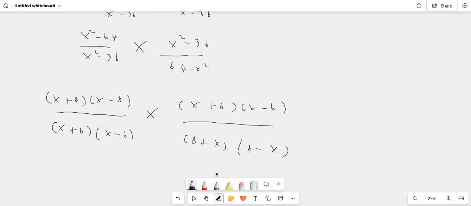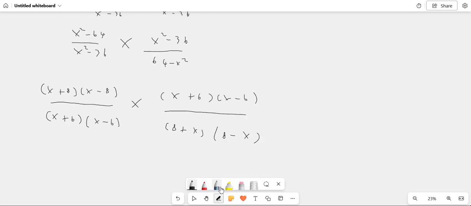Now, as you see, a couple things will cancel, yeah? What is going to cancel, you're probably asking? Well, if I times these together, so imagine this side was on top of this side, yeah? Then x plus 8 is going to cancel with 8 plus x, because 8 plus x is basically just x plus 8, yeah? And x minus 6 is going to cancel with x minus 6. And x plus 6 is going to cancel with x plus 6. So we're just left with x minus 8 over 8 minus x here.